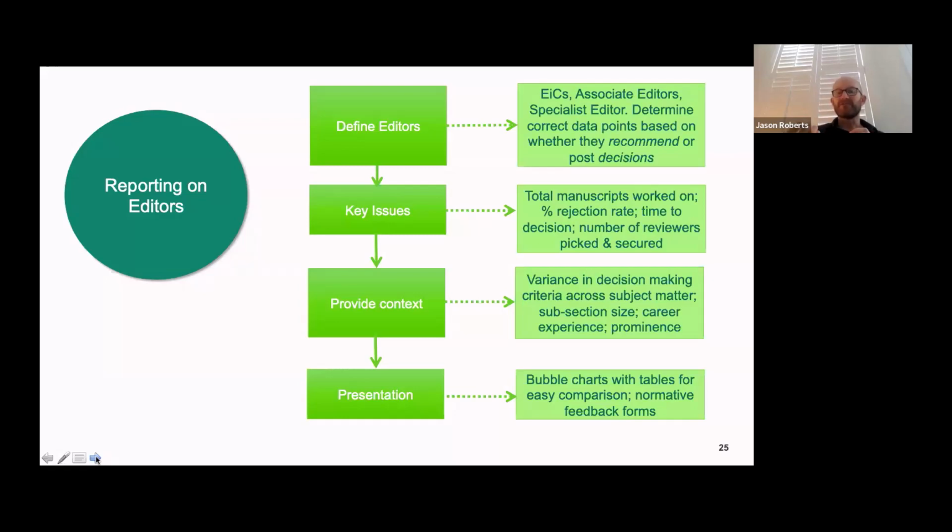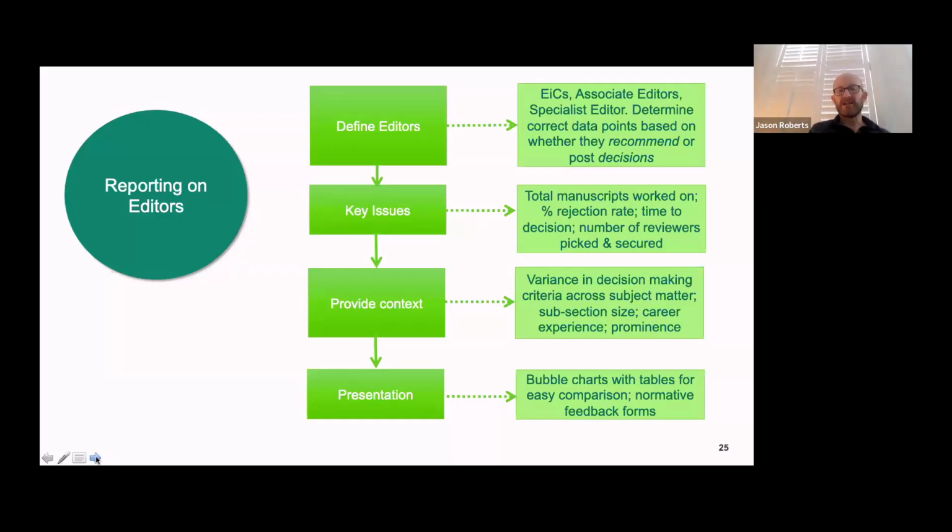And then again, when I talk about context, you might want to talk about this variance in decision-making criteria across subject matter, because some journals are very broad. I mentioned before basic science and, say, surgery all inside one journal. Those are very different realms of a field. So it might be ridiculous to make a comparison between the basic science editors and the surgical editors. That's an unfair comparison. You need to look at the demographics of the editors themselves, their career experience, maybe their prominence. Somebody who's incredibly prominent in the field, a very powerful figure, people are more likely to say yes to them than someone who's just out of their postdoc and is unknown outside their own little geographic realm.